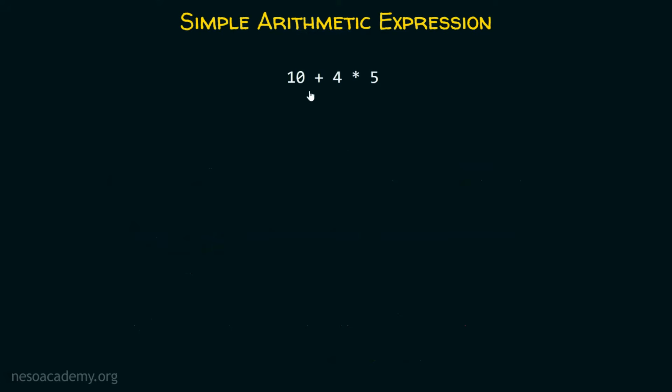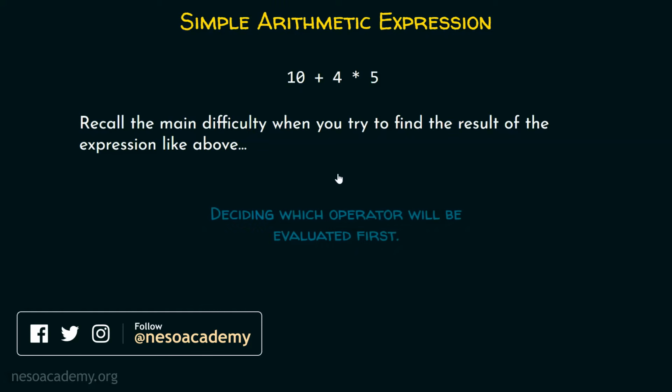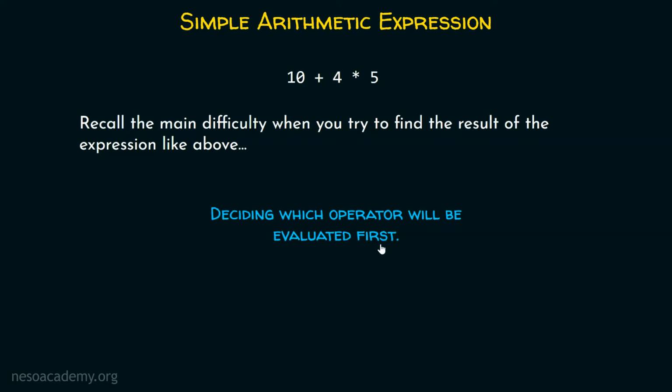Here is a simple arithmetic expression: 10 plus 4 into 5. Now, I want you to recall the main difficulty when you try to find the result of an expression like the above. Someone has produced this expression in front of you, 10 plus 4 into 5, and is asking you to find the result of this expression, right? What is the main difficulty in solving this type of equation? The main difficulty is deciding which operator will be evaluated first. Shall we perform the addition or multiplication first? We don't know the order, right?